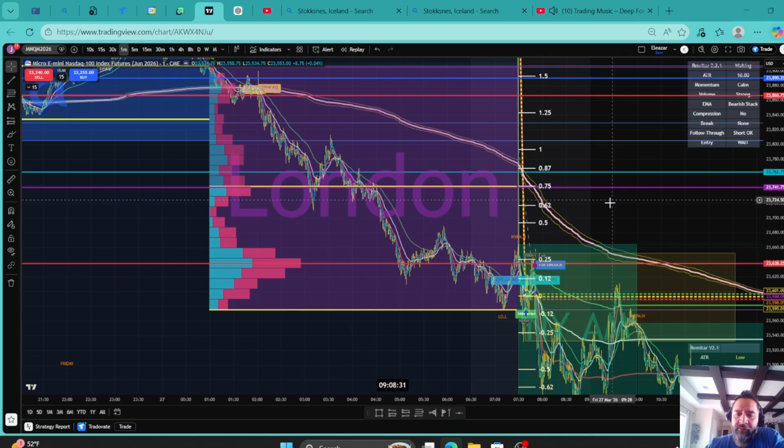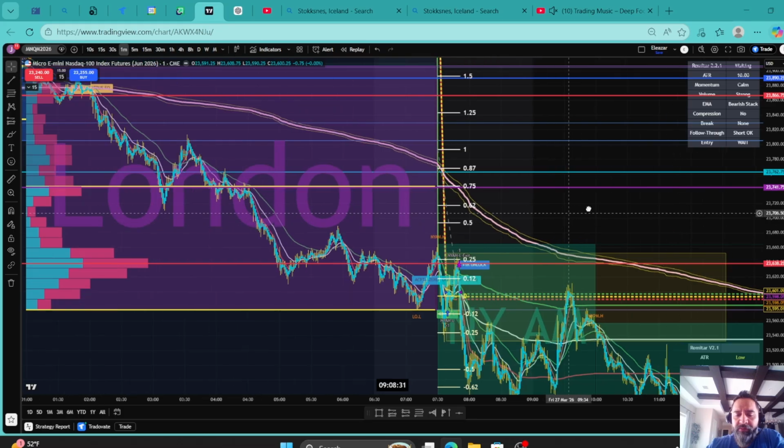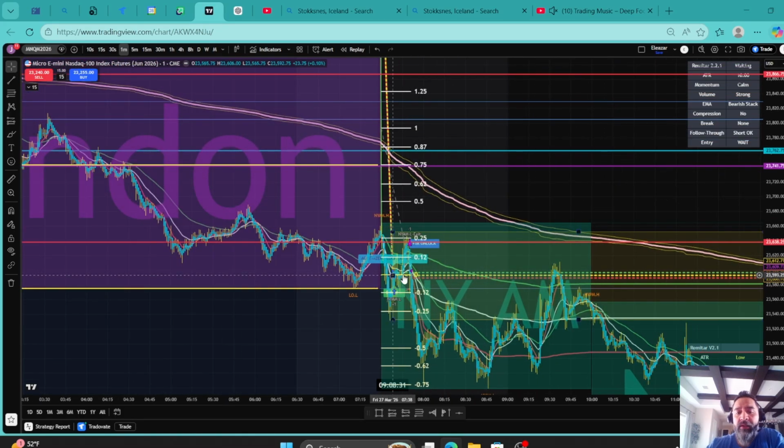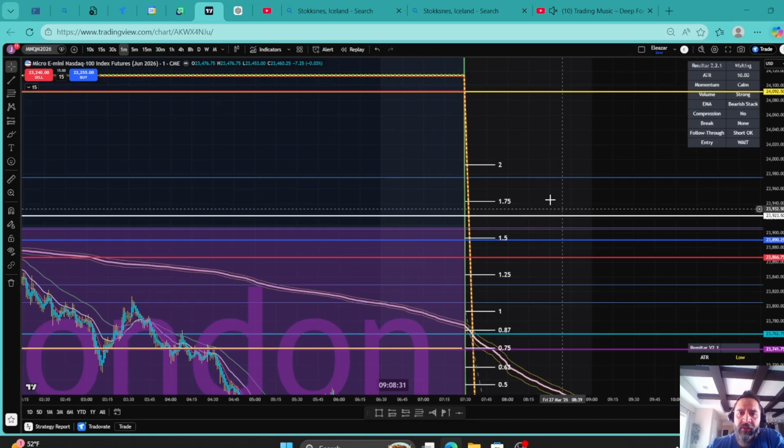Second thing is, how do I place the 0? Well, the 0 is not initially placed until I get Remitar. Remitar is this program that I coded myself, that shows me the fair auction 0, the fair value 0. This is where buyers and sellers agree that this is the fair value price of the day of the auction.